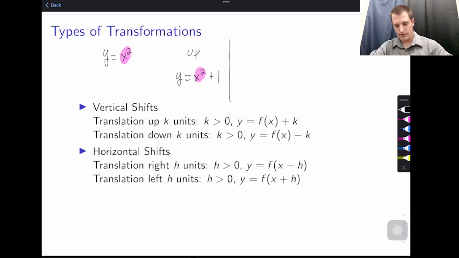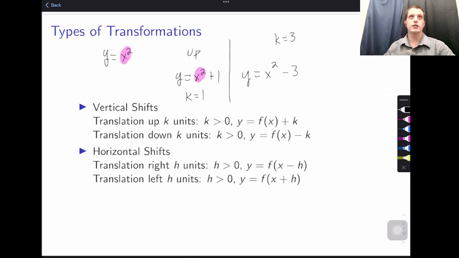And then for k units downwards, it would just be y is equal to x squared minus 3. In this case, our k is equal to 3, and the minus is just saying that we're moving downwards. For this one, our k was equal to 1. And the plus or minus sign is just the translation up or down.